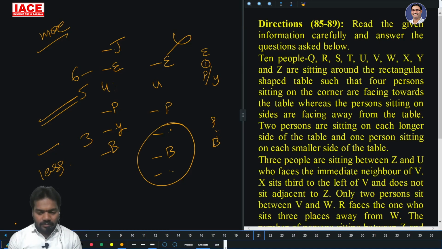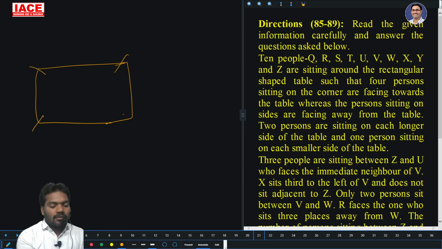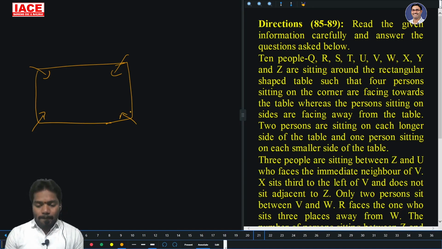Next. 10 people sitting around a rectangle-shaped table. 4 persons sitting on the corners and facing towards the table. The rest of the persons sitting on the sides are facing away from the table. Okay. 1, 2, 3, 4. 4 persons are sitting at the corners, and those on the sides are facing outside. 2 persons sitting on each longer side and 1 person sitting on each smaller side.